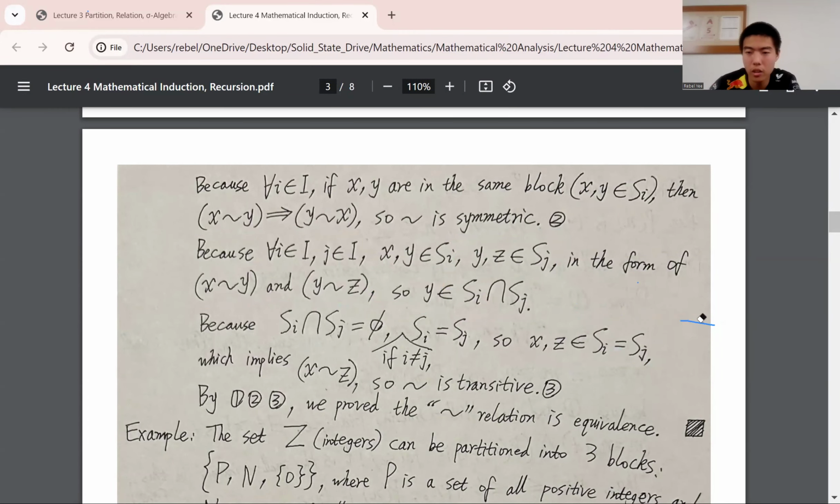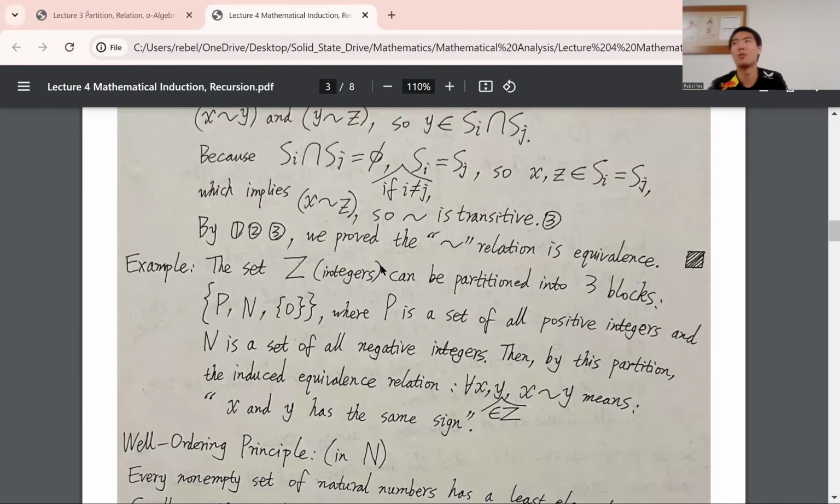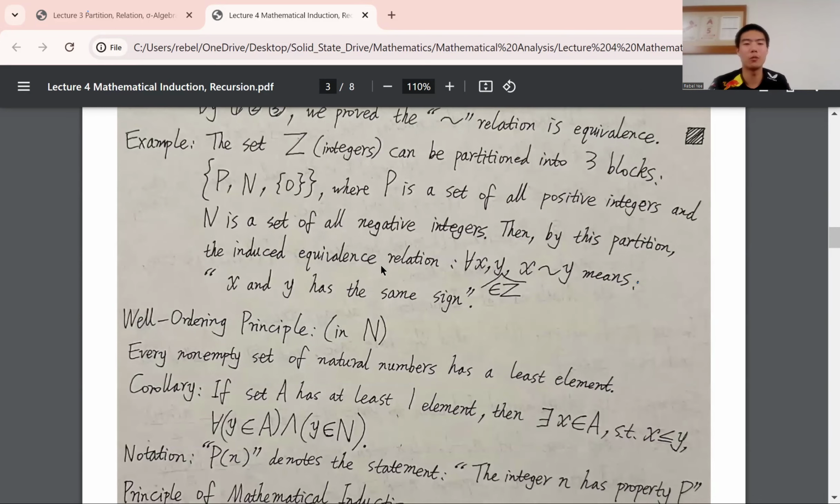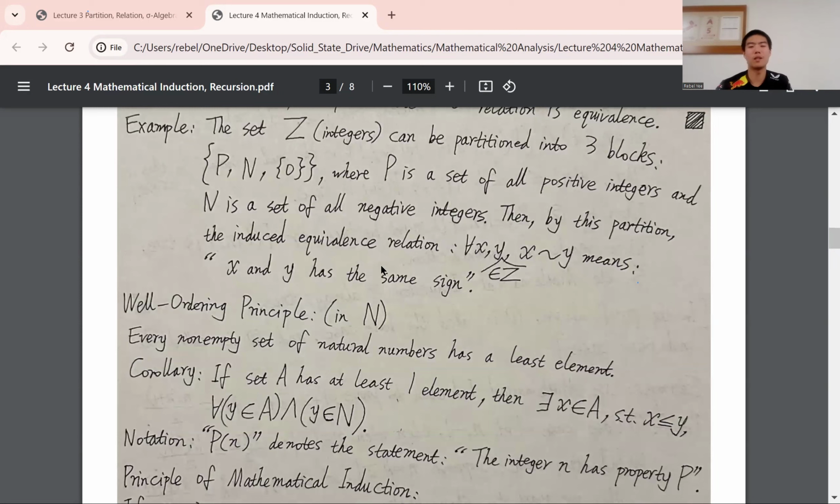And this is nearly the end of our exploration of relations, which is slightly complex because we introduced 8 relations here, and maybe 9 and 10 if you look at a more advanced book. Relation is always a very huge topic to talk about. And we'll end the relation topic with the last example. So we can partition the integers into 3 blocks, P, N, and the set of 0. This is a very reasonable partition because we make it positive numbers, negative numbers, and 0, which is neither positive nor negative.